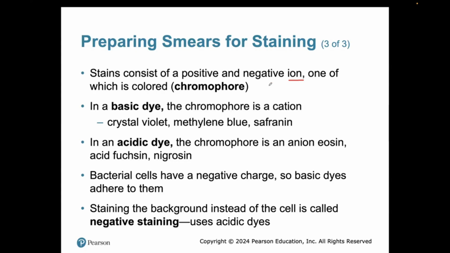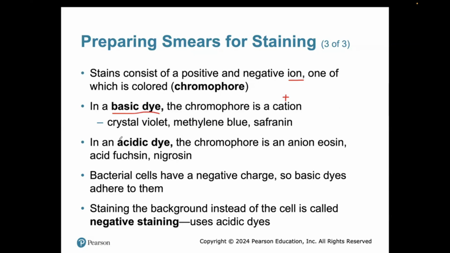And so in a basic dye, the chromophore, the charged ion, is a cation. So what do we know about cations? Well, cations are positively charged, right? That T to me looks like a plus sign, so we're going to go with that. So these positively charged ions will be present within these different stains. Crystal violet is a basic dye, methylene blue is a basic dye, and safranin is a basic dye as well. So these are going to be positively charged dyes.